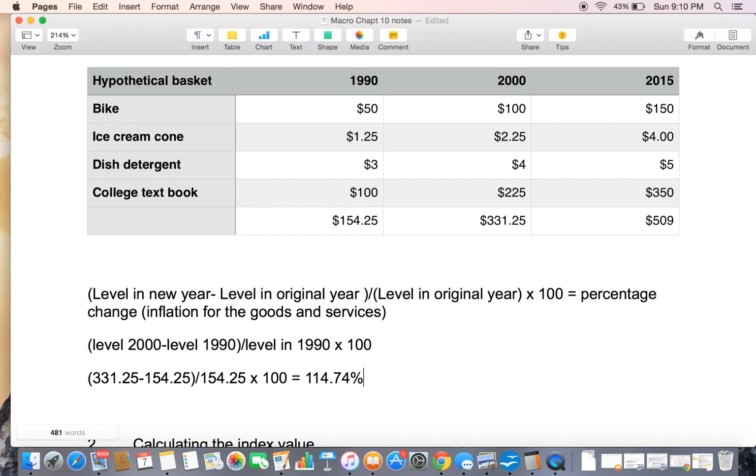And so that is how we would interpret that number. And it makes sense because roughly 154 times 2 is about 300. So we know that the value of the goods and services doubled in those 10 years. And we can actually quantify it by subtracting one basket from the other, dividing it by that original basket, and multiplying by 100. So there was 114.74% inflation, or growth in prices.